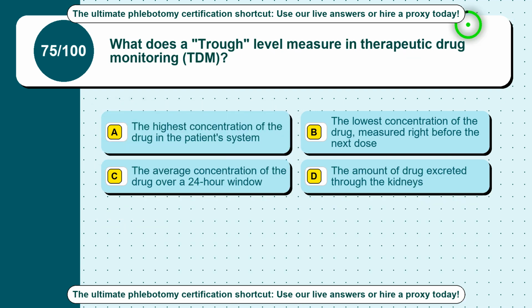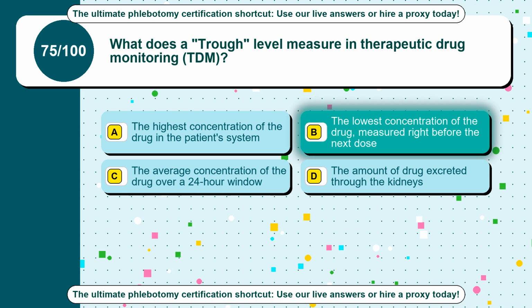Question 75. What does a trough level measure in therapeutic drug monitoring, TDM? Option A, the highest concentration of the drug in the patient's system. Option B, the lowest concentration of the drug, measured right before the next dose. Option C, the average concentration of the drug over a 24-hour window. Option D, the amount of drug excreted through the kidneys.